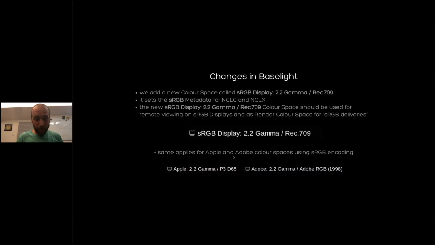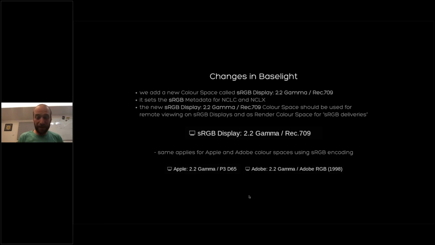We will have a new color space called sRGB display, then 2.2 gamma Rec 709. No tilde means it's a pure 2.2 power law. And it will also set and trigger the correct sRGB metadata for NCLC and NCLX and all of the other metadata systems. So the next one in the chain will believe it's an sRGB image, and hopefully and most certainly it will just stream it to the sRGB monitor. The new sRGB display 2.2 color space should be used for remote viewing, if you're connected to an sRGB display, or for rendering for sRGB deliveries.